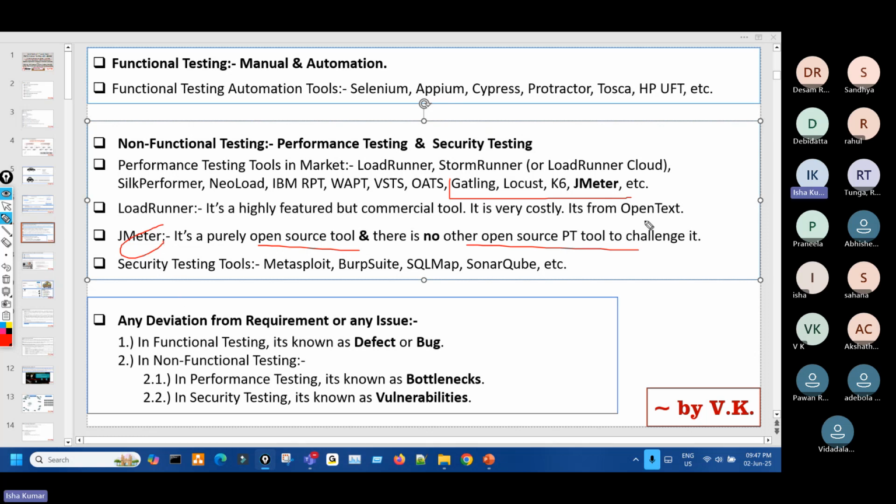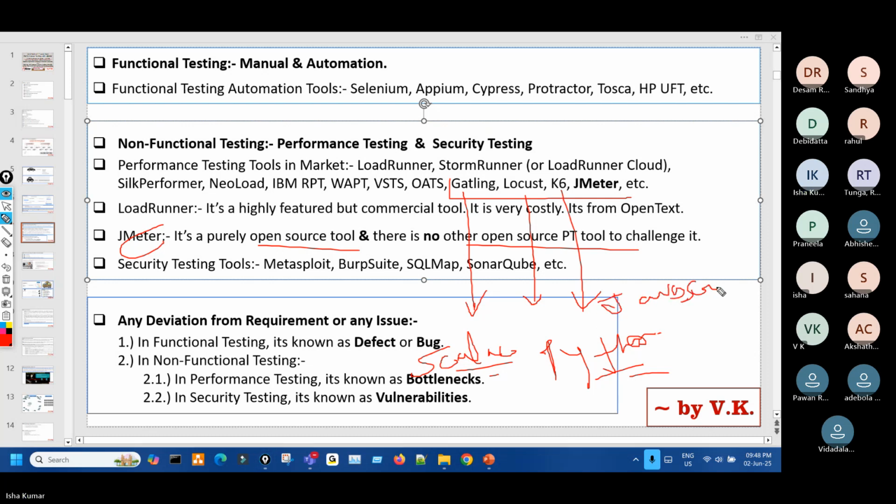So what is the problem with this, right? Let us say learning Gatling, Locust or K6 is not very easy. If you want to use Gatling, you have to know the Scala coding language. Scala is an extended version of Java, right? Then we have Locust. For using Locust you should know the Python programming language. And for using K6, you should know JavaScript.